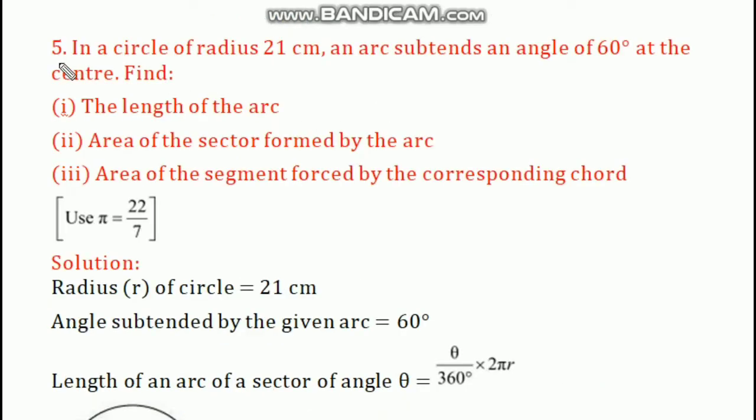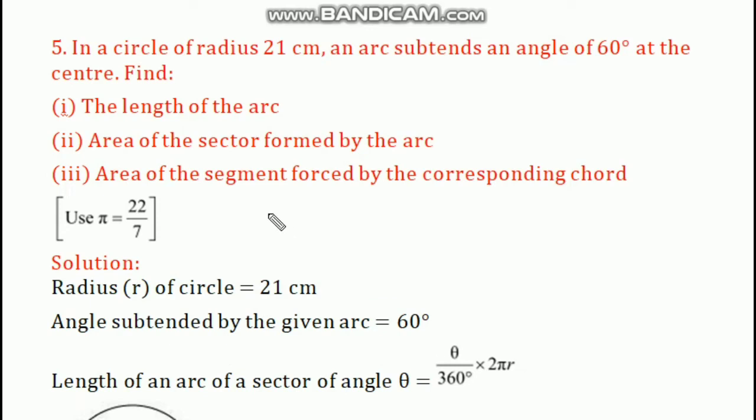Students, let's discuss exercise 10.2, fifth sum. In a circle of radius 21 centimeters, an arc subtends an angle of 60 degrees at the center. Find the length of the arc, area of the sector formed by the arc, and area of the segment formed by the corresponding chord. The last one we need to find out is the segment. Here the radius of the circle is 21 centimeters, and the angle subtended by the arc is 60 degrees.